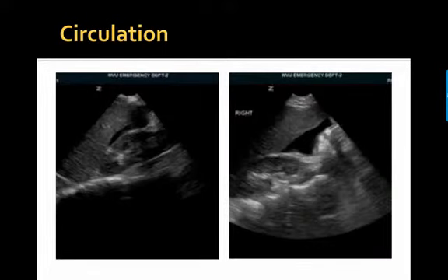Now here are two examples of a positive FAST. These are both of the right upper quadrant. The one on the left shows free fluid in Morrison's pouch, and the one on the right shows free fluid just at the tip of the liver, which can be easily missed if you don't do a full sweep through the right upper quadrant.